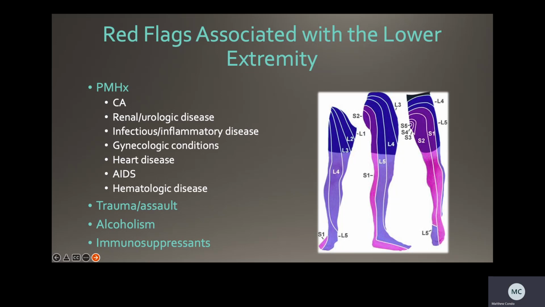Does that person have kidney disease or urologic disease? Infectious or inflammatory disease? Are there gynecologic conditions or considerations? Heart disease, AIDS, HIV, hematologic disease. There's a lot of different red flags associated with the lower extremity. Start thinking about all those structures, the vascular structures, neurologic structures, lymphatic structures. We have a ton of stuff in that lower extremity, so any of that can be the source of some sort of pathology.